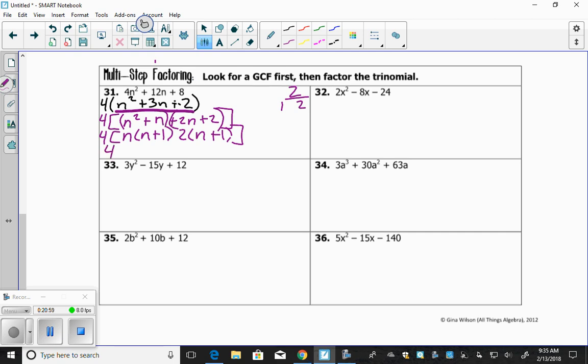This step, Giovanni, the brackets go away. Stop. What's your question? What part about it?